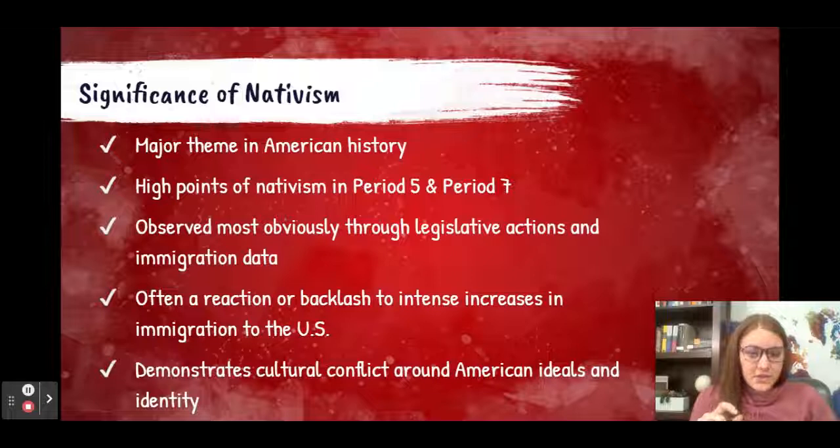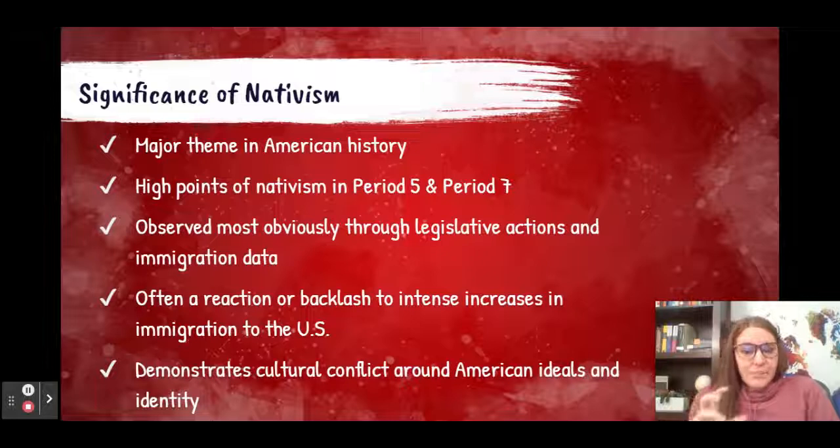So, what is the significance of this term? Well, it's a major theme in American history. It's most emphasized in period 5 and period 7, and it is most clearly observed through legislative actions. So, knowing a few of those legislative actions would be really helpful if you ever have to answer a short answer question or a long essay question, something like that.